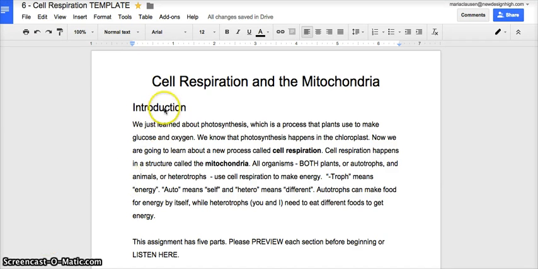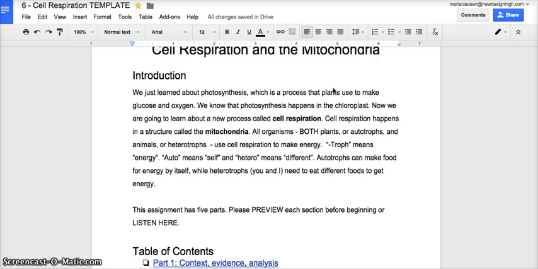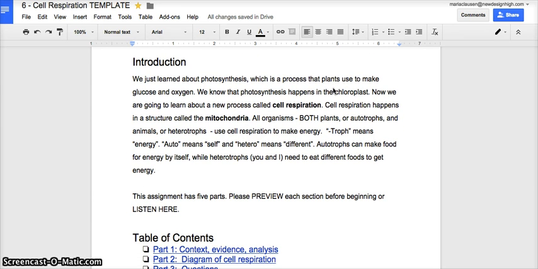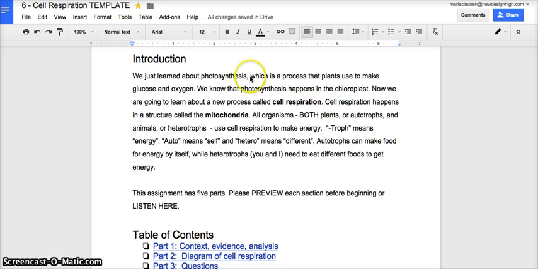Hi everyone, this is an introduction to cell respiration and the mitochondria, the assignment that goes along with the yeast lab. You can do the yeast lab before this, stop at the conclusion, and then do this and go back, or you can do all of this and then do the yeast lab. It's up to you. Introduction.